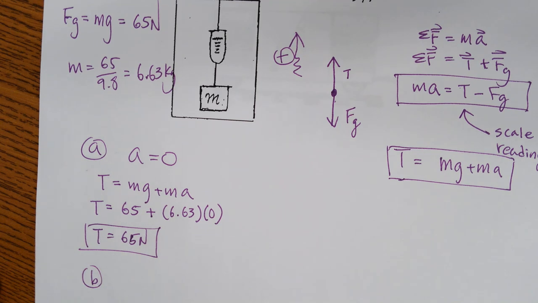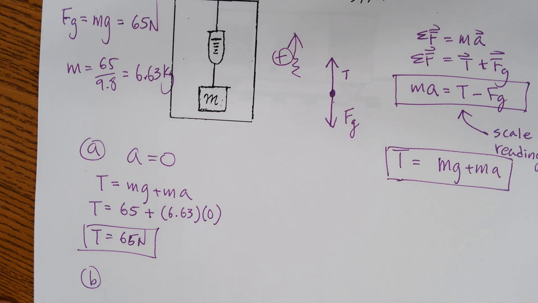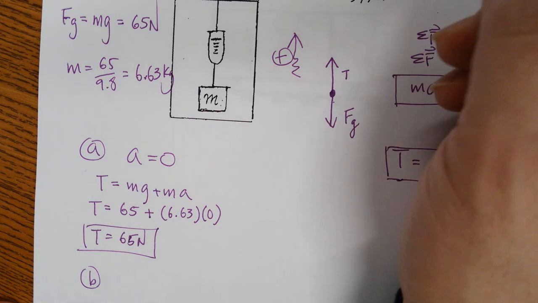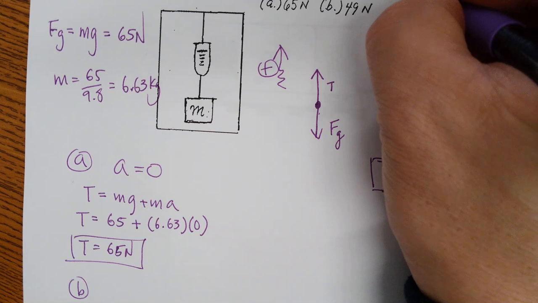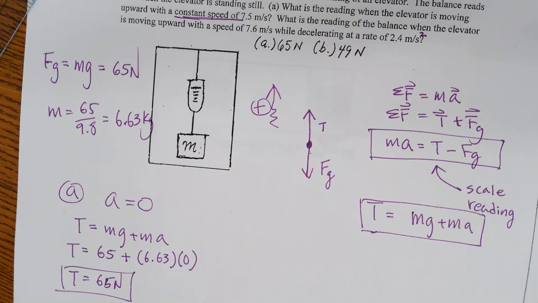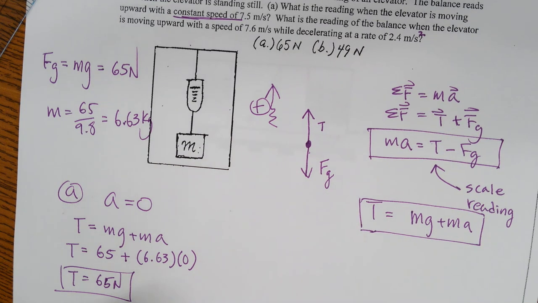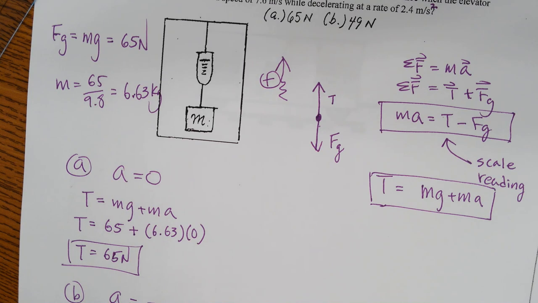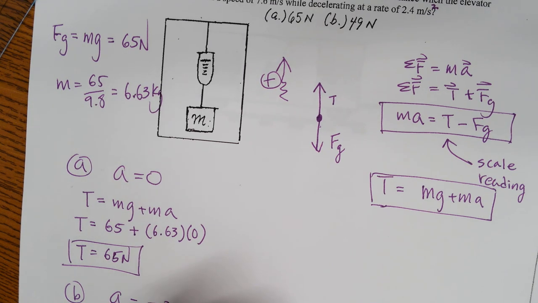What about for part B? What is the reading of the balance when the elevator is moving upward with speed of 7.6 meters per second while decelerating at the rate of 2.4 meters per second squared? It should be squared. So it's moving upward, but my acceleration is actually in the downward direction because it's slowing down going up. So my acceleration is in the negative direction of 2.4 meters per second squared.